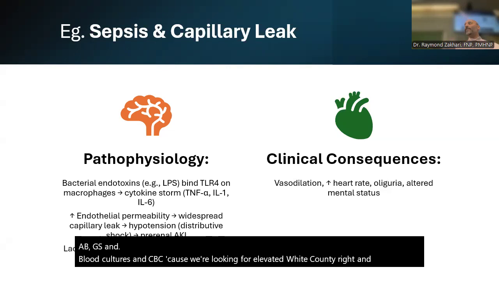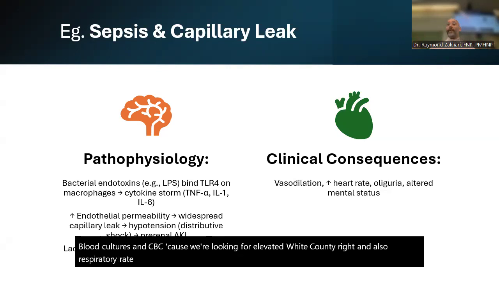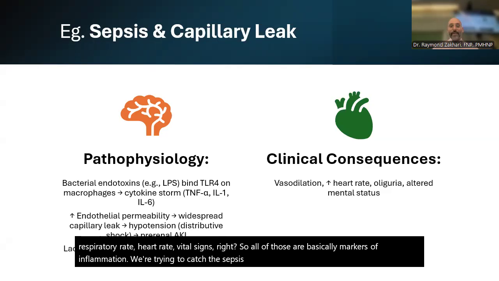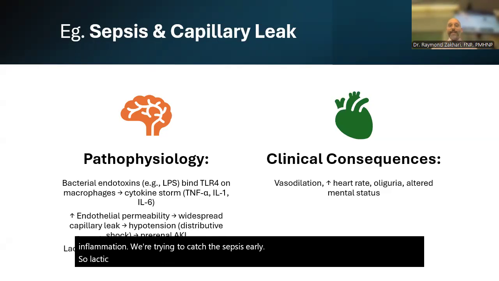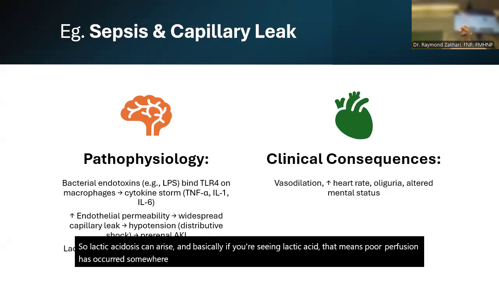And also respiratory rate, heart rate, vital signs, right? So all of those are basically markers of inflammation. We're trying to catch the sepsis early. So lactic acidosis can arise. And basically, if you're seeing lactic acid, that means poor perfusion has occurred somewhere, right? And when we say poor perfusion, that means lower blood pressure in that part of the body for some reason.